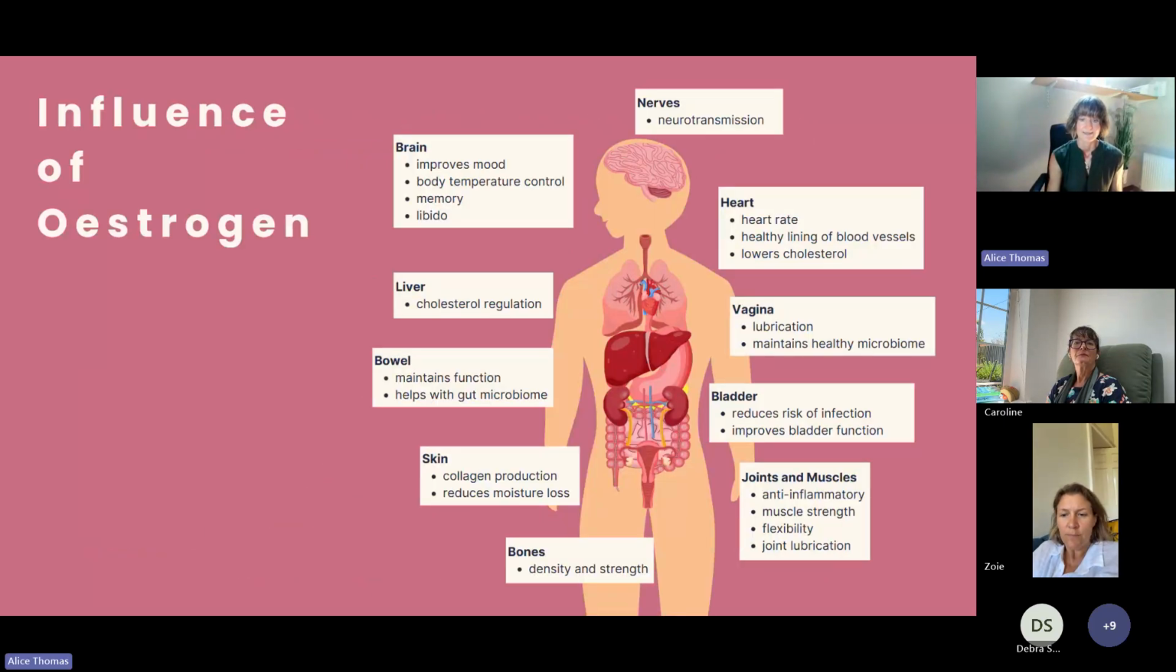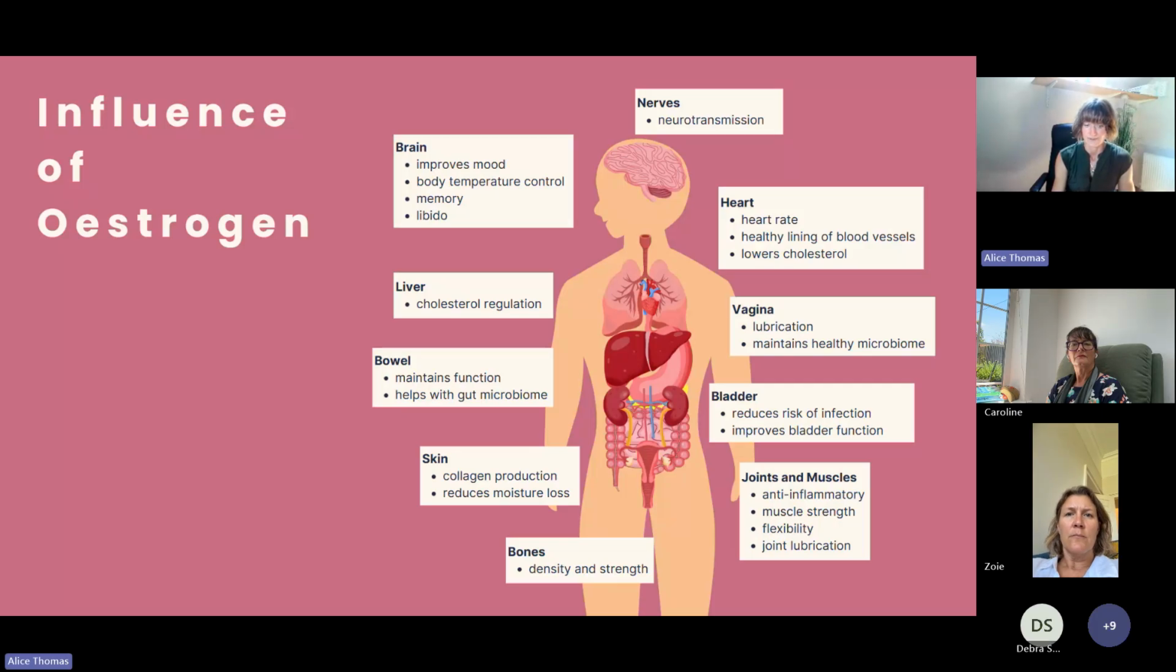We have three really important female sex hormones: estrogen, progesterone, and testosterone, and they all play a really important role in the menopause. But the loss of estrogen is the main driver of most symptoms, so I'll talk about that first. Estrogen is primarily produced in the ovaries, with smaller amounts coming from the adrenal glands and fat tissue, and it has widespread effects on nearly every organ of the system.